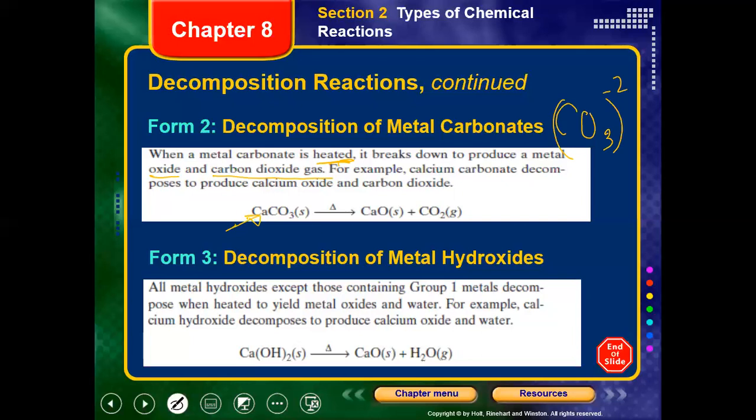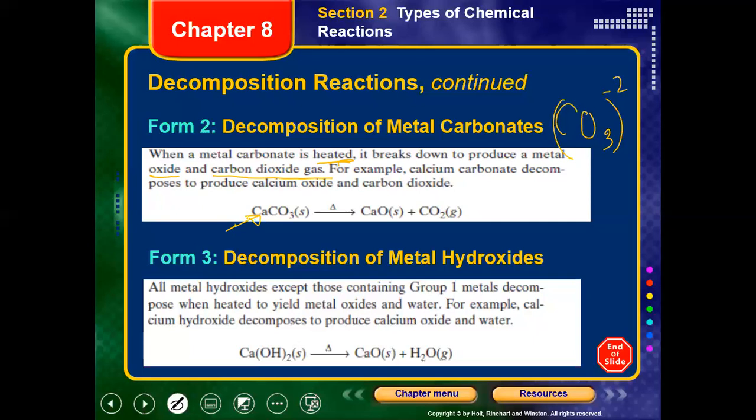Type 3: decomposition of metal hydroxide. In the previous type of chemical reaction, we were talking about synthesis reactions, and how to produce metal hydroxide. Metal hydroxide can be produced in different ways. One of them is the reaction between metal oxide and water: active metal oxide plus water producing metal hydroxide.